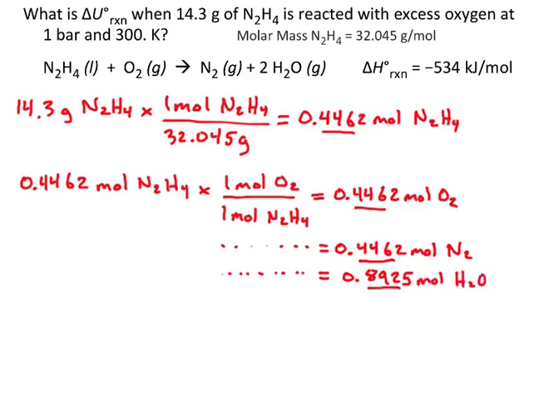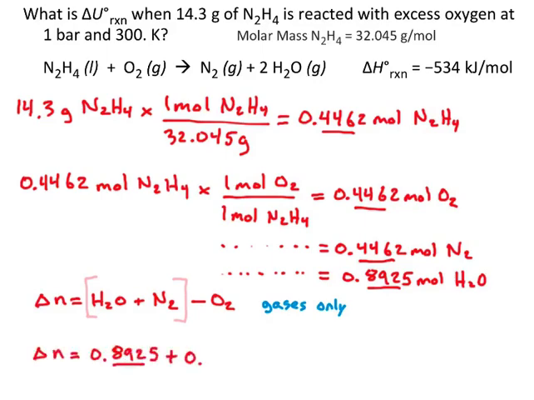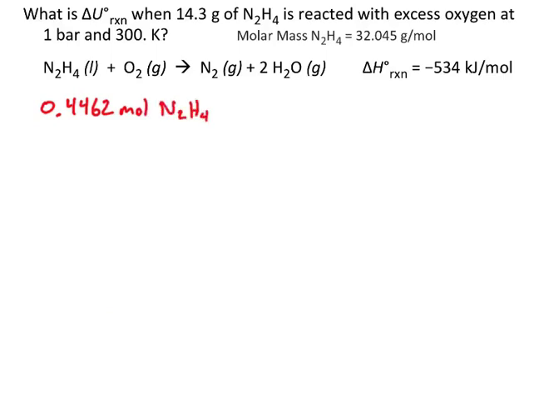Now, since there's a stoichiometric coefficient of 2 for the water, you're going to make twice as many moles. Now then, delta N is products minus reactants, gases only. So we have nitrogen and water, and then we subtract oxygen. Products minus reactants, final minus initial. So then you do this math, and you wind up getting this many moles, 0.892 moles. All right, so let me rewrite these numbers here.